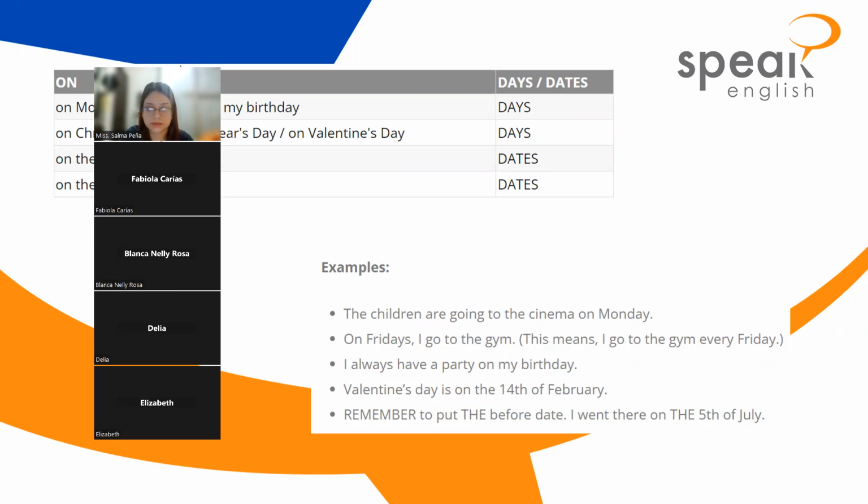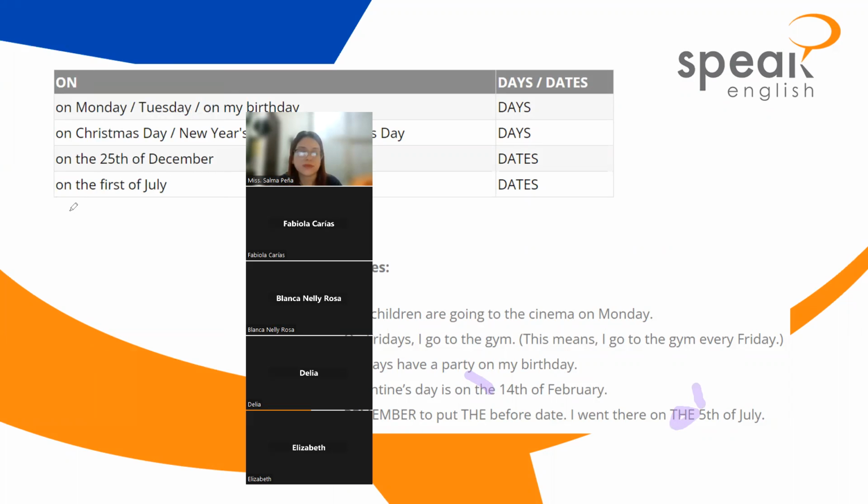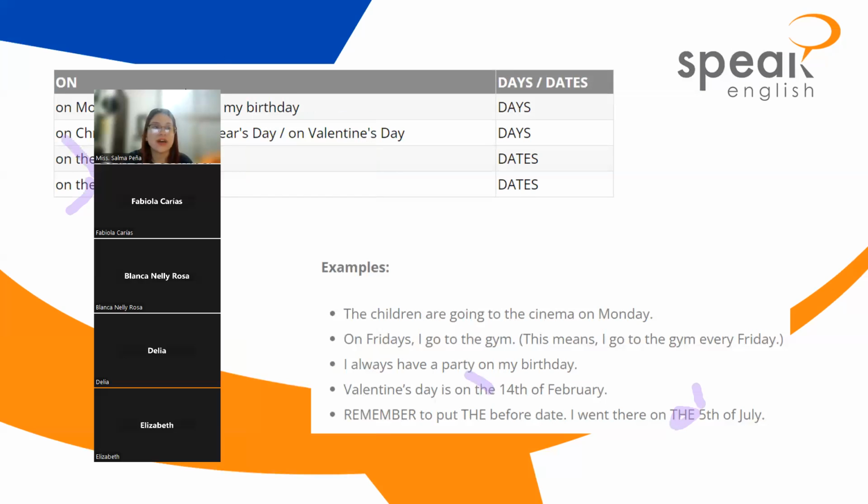Remember to put the before the day. I went there on the 4th of July. Yes, exactly. Remember that we put the determiner the before the specific date. When we say a specific date about something important or something you want to focus on, we say the. That's how we use on with days and dates.